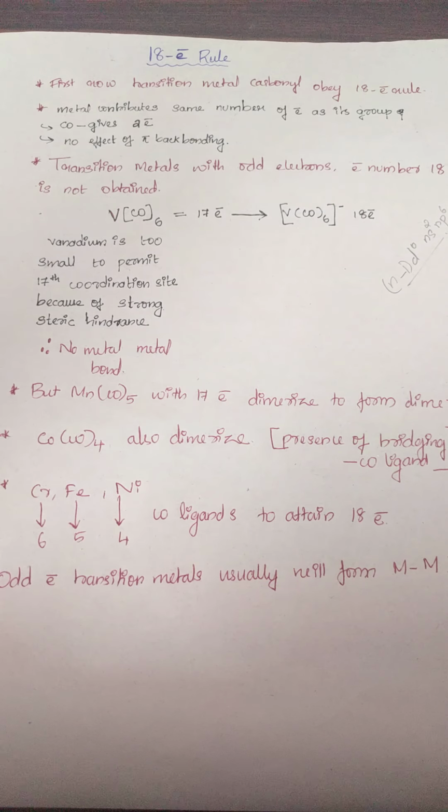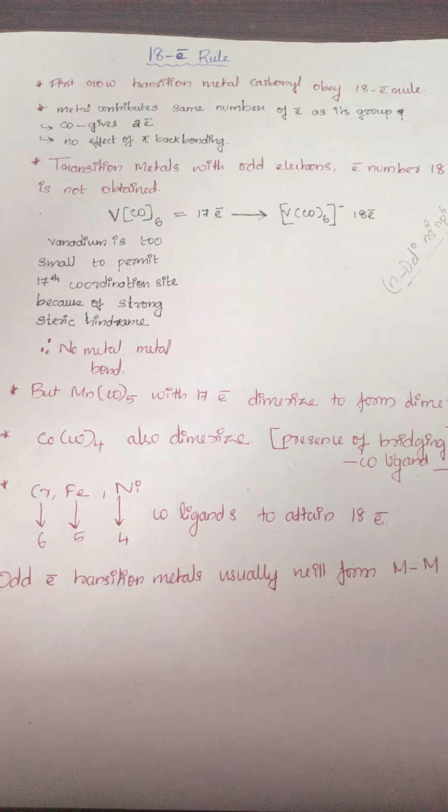The first row transition metal carbonyls mostly obey the 18 electron rule, and each metal contributes the same number of electrons as its group number. We all know the carbonyl ligand donates 2 electrons, and pi backbonding makes no difference to the electron count of the metal. This is for the first row transition metals like scandium, titanium, vanadium, chromium, etc.